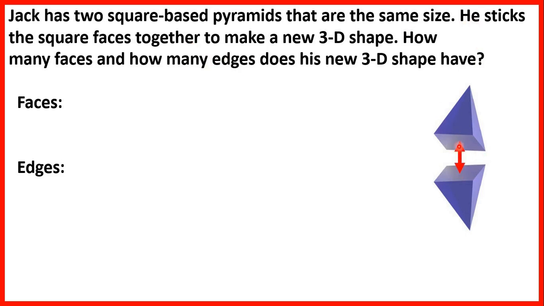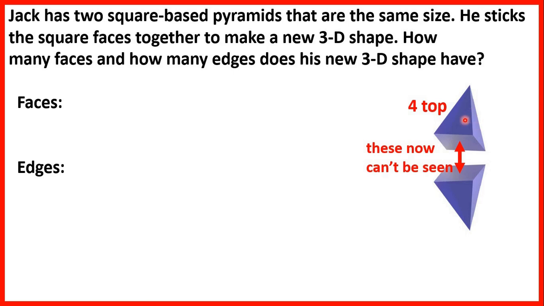So these faces here are going to be stuck together, which means that these faces will be on the inside of his shape. So these now can't be seen. And we can't have faces on the inside of a shape, so really these 2 faces will no longer be faces. So what that means is that we have 4 faces at the top.